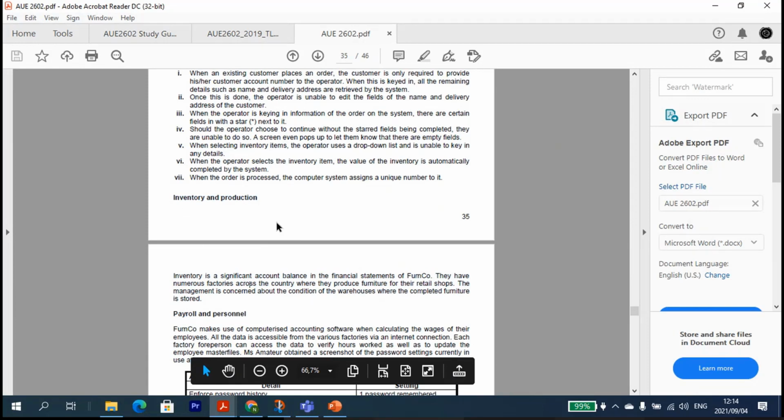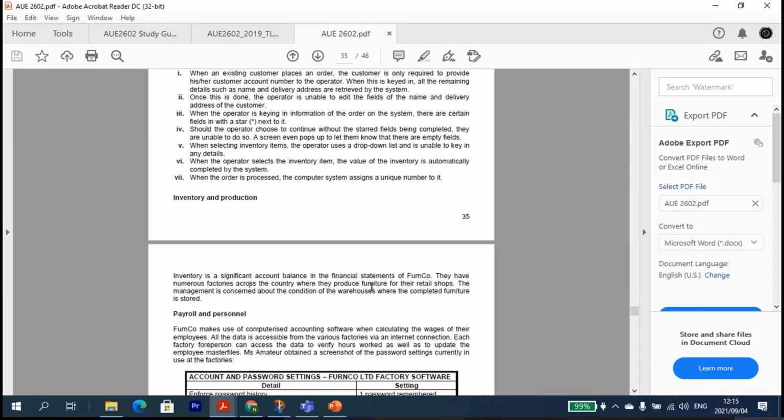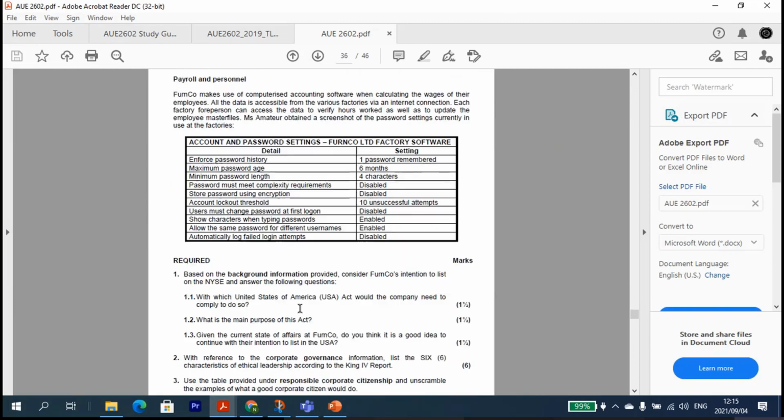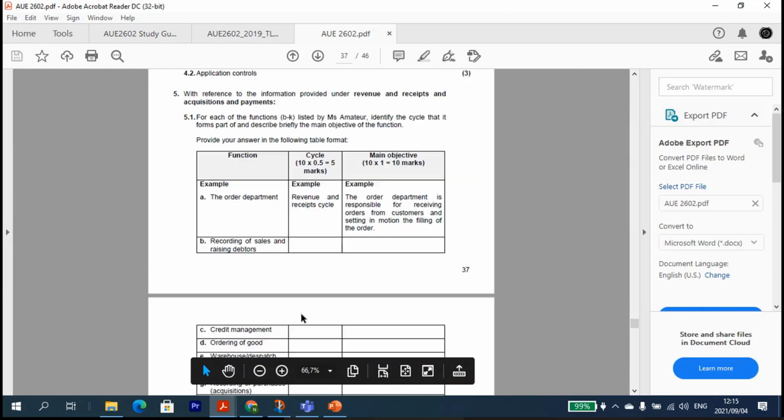Inventory and production. Inventory is a significant account balance in the financial statements of Venco. They have numerous factories across the country where they produce furniture for their retail shops. The management is concerned about the condition of the warehouse where the completed furniture is stored. So this is a furniture shop, and the management is concerned about the condition of the warehouse where their completed stock, meaning the finished goods, is stored. That's all they said. So let's look at the question. It's about 7.5.